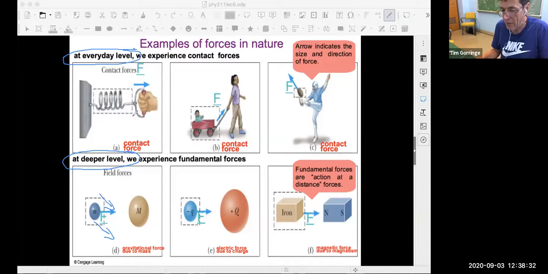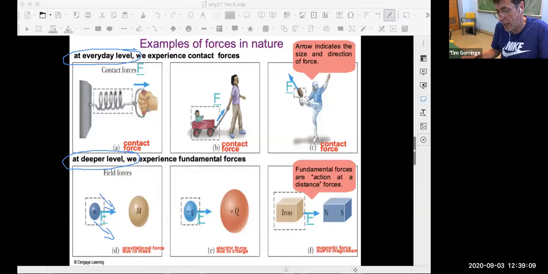So everyday forces are things like pushes and pulls. Look, here I am pulling on this handle on this spring. And that force that I exert is something we would call a contact force. I'm in contact with the handle of the spring. My friend here is pulling the handle of this cart and exerting a force, what we would again call a contact force.